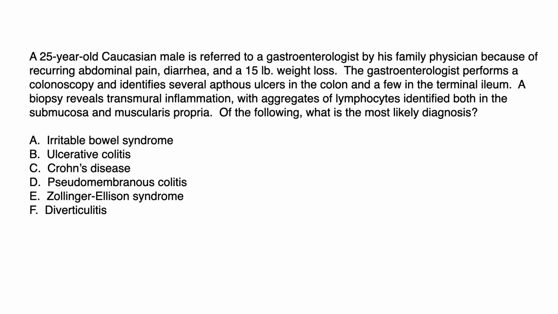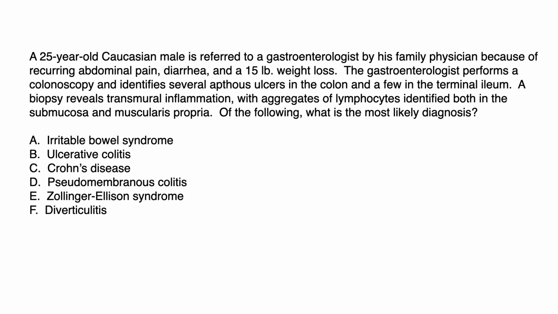Okay, so a 25-year-old Caucasian male is referred to a gastroenterologist by his family physician because of recurring abdominal pain, diarrhea, and a 15-pound weight loss. The gastroenterologist performs a colonoscopy and identifies several aphthous ulcers in the colon and a few in the terminal ileum. A biopsy reveals transmural inflammation with aggregates of lymphocytes identified both in the submucosa and muscularis propria. Which of the following is the most likely diagnosis?